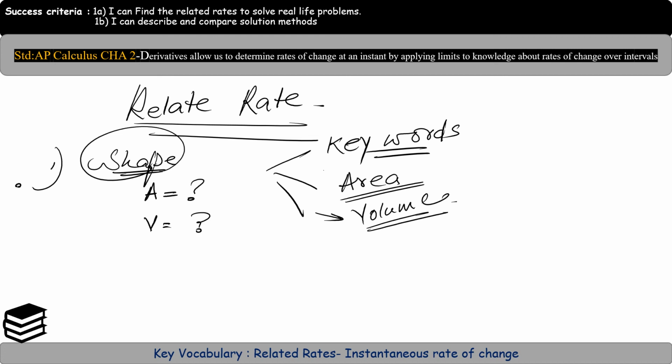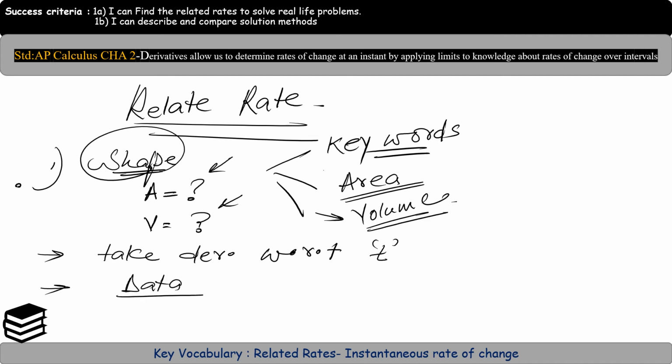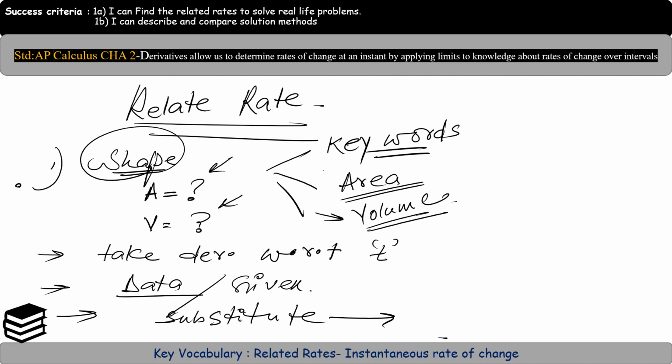Once you write the main equation, the second thing is to take the derivative with respect to time. Do not forget to use implicit differentiation. Once it is done, after that label all the quantities. On one side, write the data. Whatever is given to you, write at one place. And after that, just substitute the values to find the final answer. So this is how we solve the related rate problems.